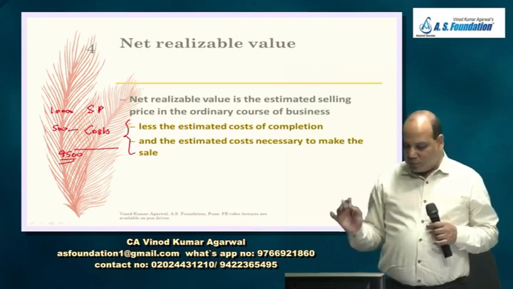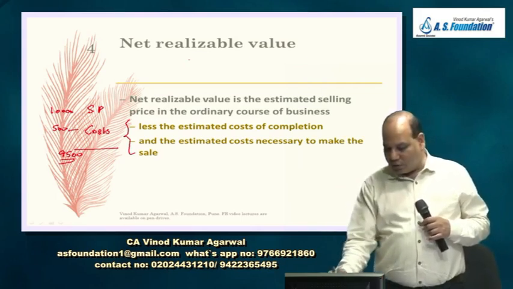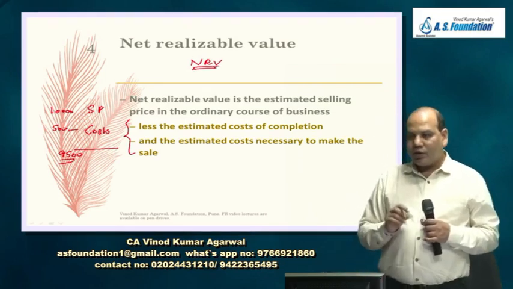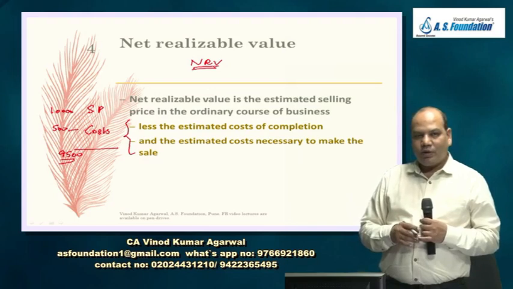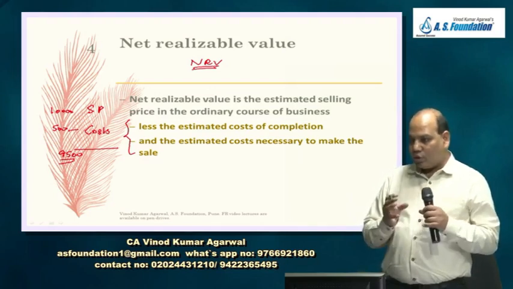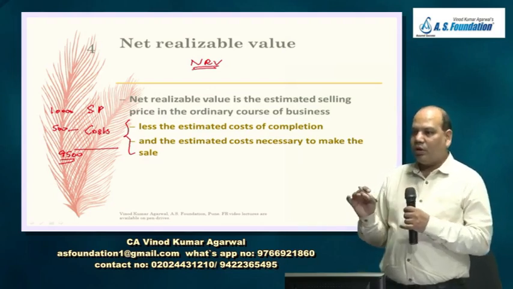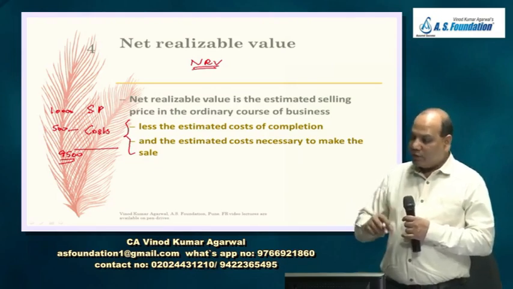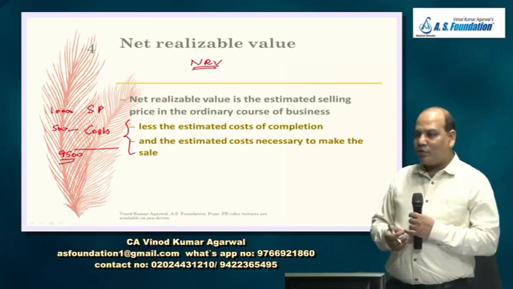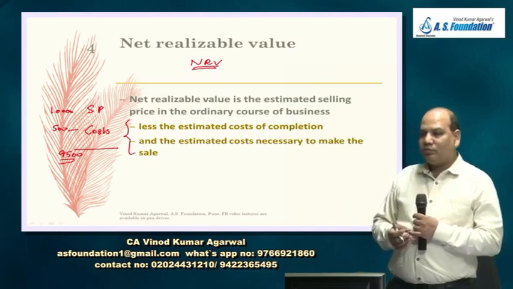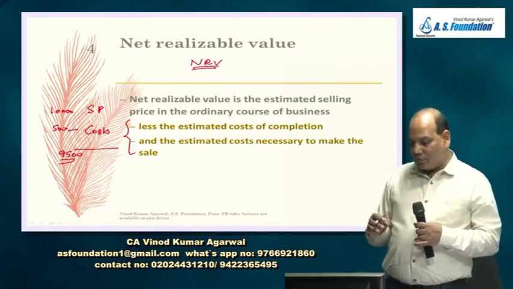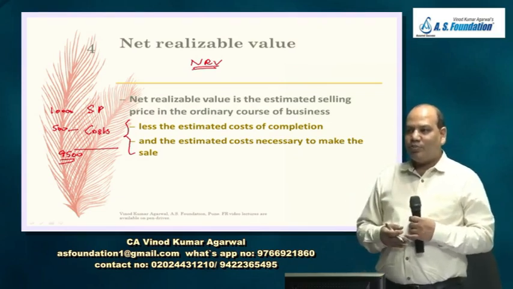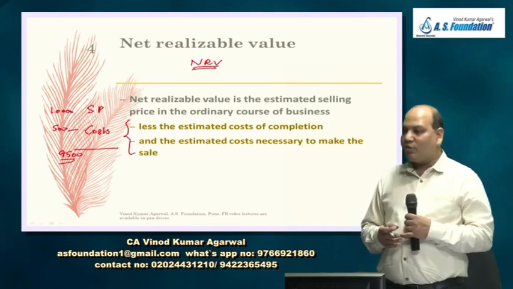Okay. So tell me why we need to discuss NRV in this chapter. This standard says inventory will be measured at cost or NRV, whichever is lower. Why does it say it will measure at cost or NRV, whichever is lower? Because the standard also says an asset should not be carried at an amount more than what you are expected to realize.